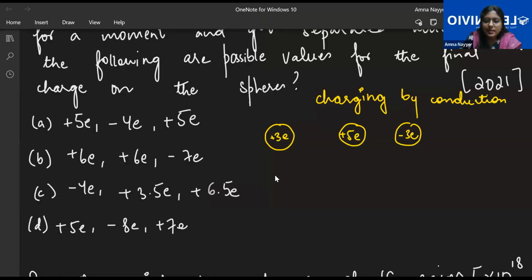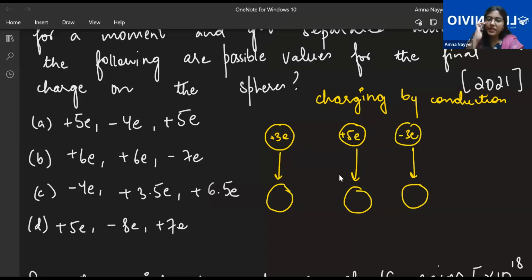Now, the next question. This is saying when they are brought in contact, this is a charge, this is the sphere, this is one more sphere, and this is one more sphere. So it is saying what are the new charges on them. Now, see, we have no other information to solve this question except the options. So what do we do?